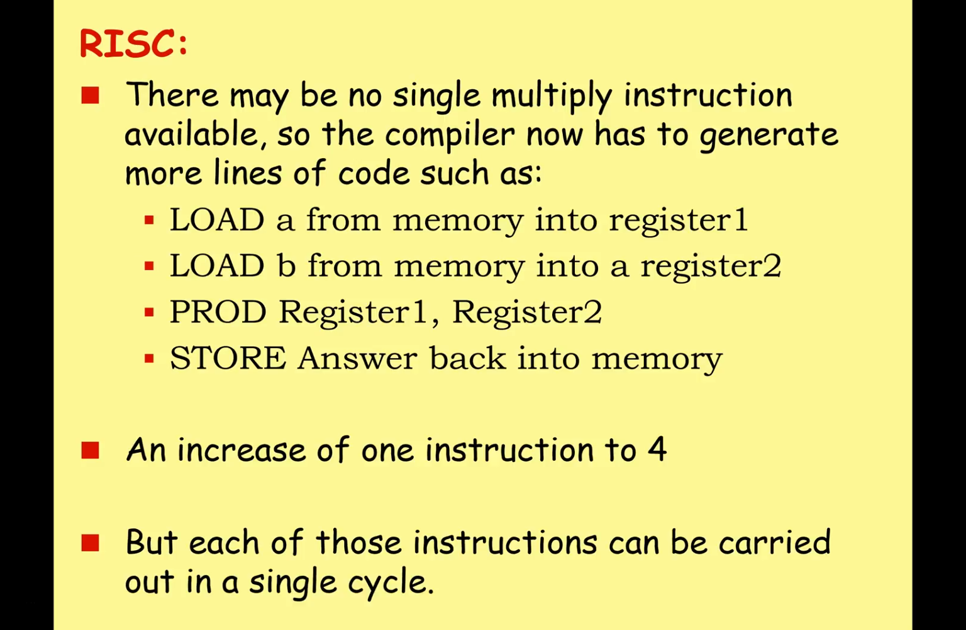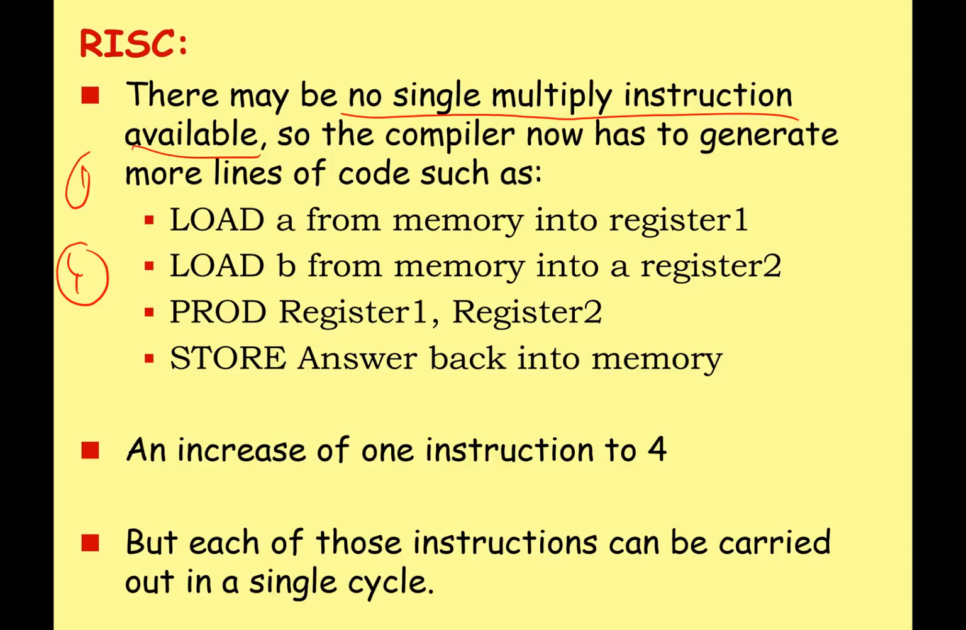So for example, in our simplified, abstract view of RISC and CISC, let's imagine there is no single multiply instruction available on our RISC system. So the compiler has to generate more lines of code to perform the multiplication. So instead of having one line of code, now we're going to have 4 lines of code. So for example, load A from memory into register 1. Load B from memory into register 2. Take the product of register 1 and register 2, multiply them together, and then store the answer back into memory.